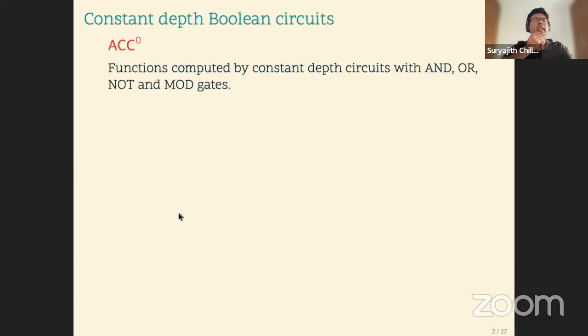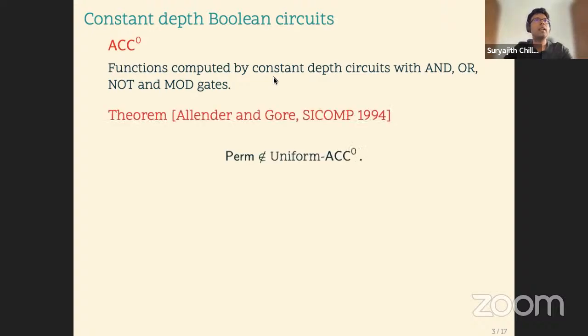So let's look at the smaller class that we have talked about. This class ACC0 is the set of functions computable by constant depth circuits with AND, OR, NOT and MOD m gates, for m an integer. If you want to separate a particular class from a larger class, you want to show that there exists a function which lies strictly outside the class ACC0. Towards that, the first lower bound proved against ACC0 in the uniform setting was by Eric Allender and Vivek Gore, who showed that the permanent, which is a function in sharp P, is not in uniform ACC0.